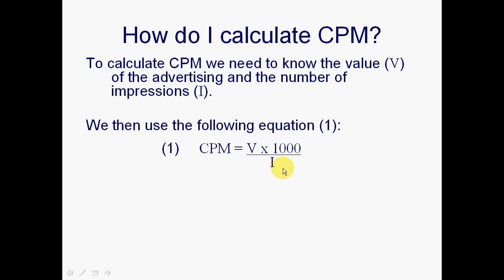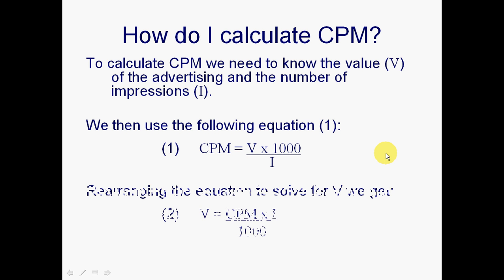So that's all well and good. Sometimes we don't know the value of our advertising and we want to actually calculate the CPM, because we do need to know both the CPM and the value of all our assets that we sell to sponsors. So in that case, we just rearrange the equation. If we're solving for value, we use a CPM rate times the number of impressions and divide that by 1,000, and that will give us the value of our advertising asset.